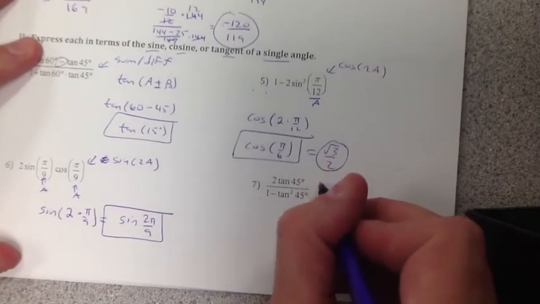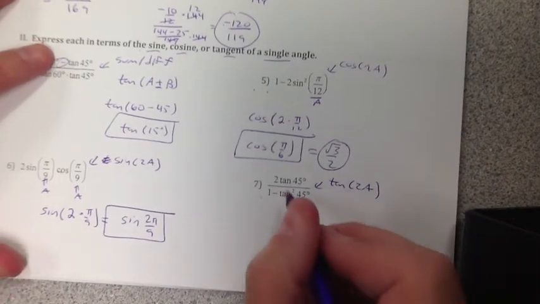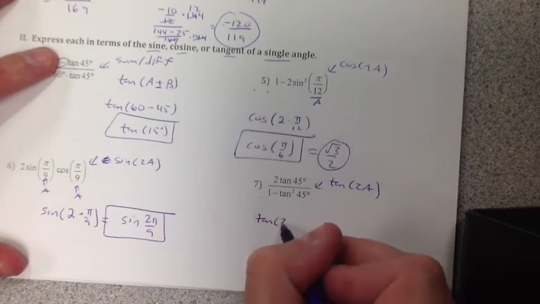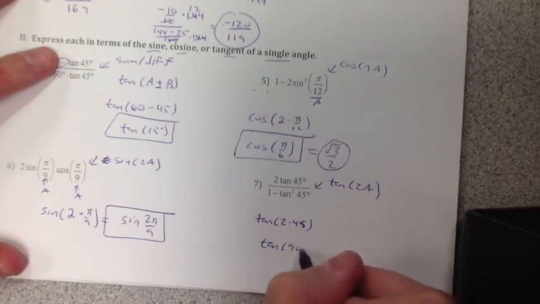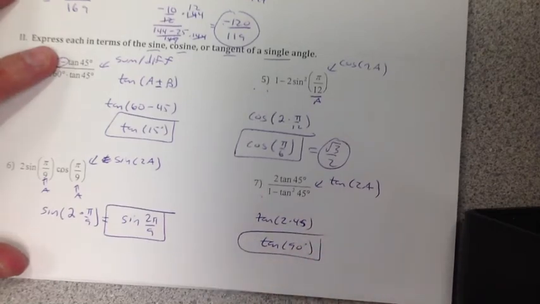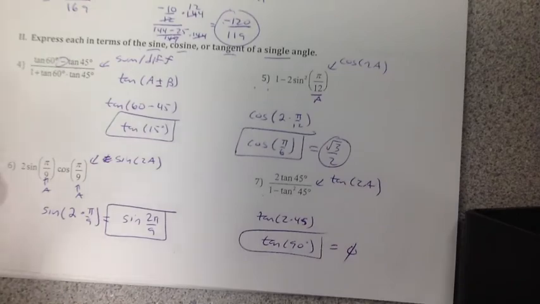Number 7, it's our tangent of 2a. This becomes the tangent of 2 times 45, which of course is the tangent of 90 degrees. You can leave it as 90 degrees for this one, or because we know that one, it's undefined, we can just write it as undefined.